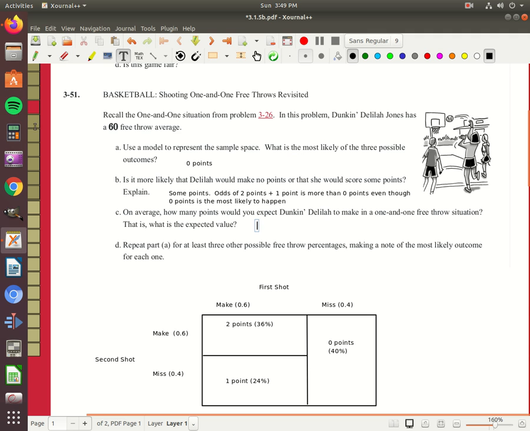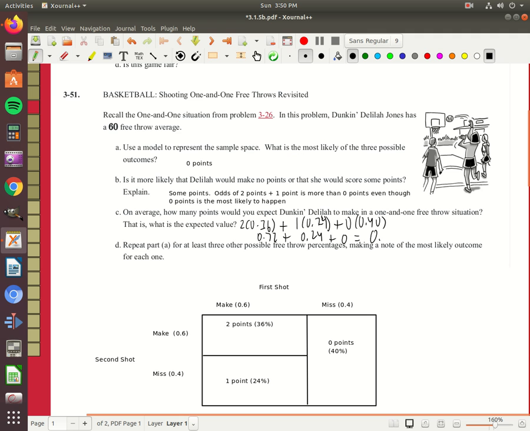So that's a pretty interesting question here. So we expect to make, and I'm going to use decimals on this one. We would say she expects to make 2 points 0.36 of the time. Plus, she expects to make 1 point 24% of the time. Plus, she expects to make no points 40% of the time. So 2 times 0.36 is 0.72 points. Plus 1 times 0.24 is 0.24. Plus 0 times 0.4 is 0.